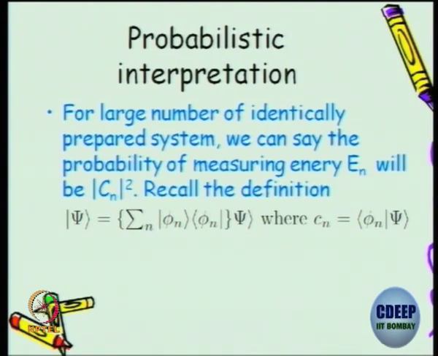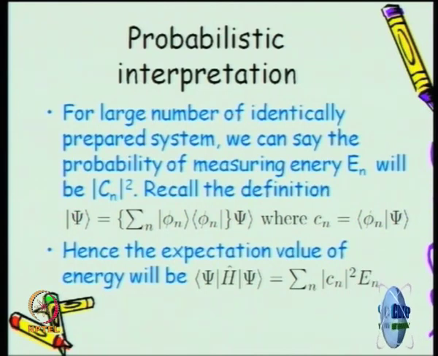We did this. Okay, so then if you want to find the expectation value of the energy, the Hamiltonian, for a system prepared in a state psi, it will be a weighted average, where mod Cn squared is the probability for this energy En to be measured. So you sum it over and that will give you the average energy.